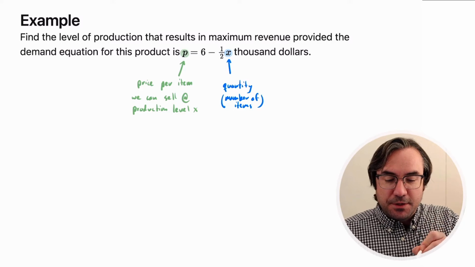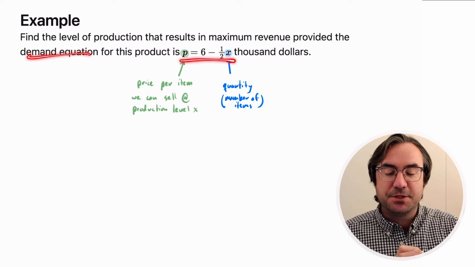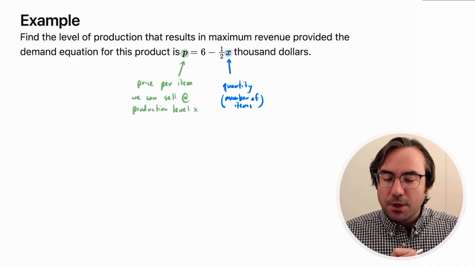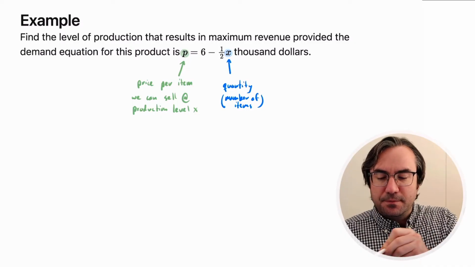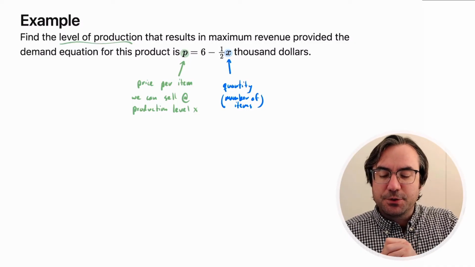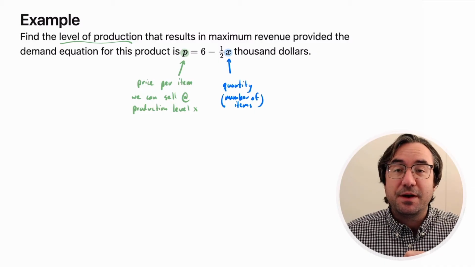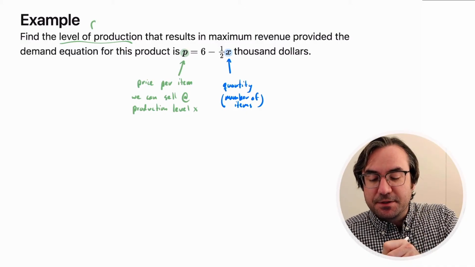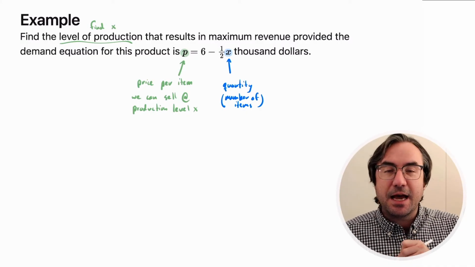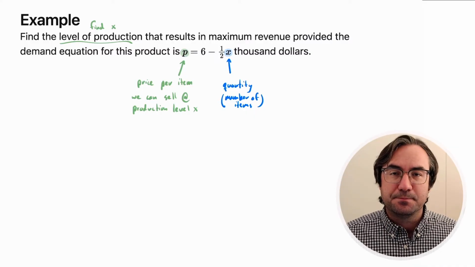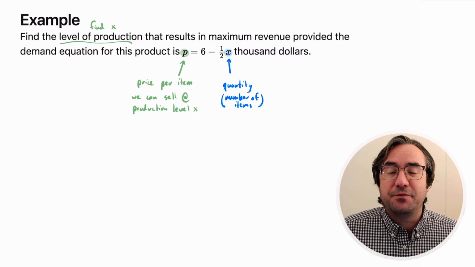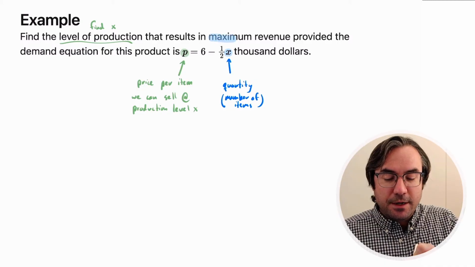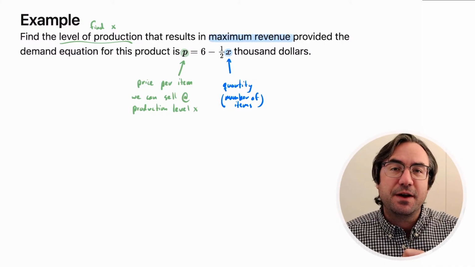All right, so that's our demand equation. This p equal to 6 minus 1/2 x. And let's keep in mind that there are units here. So what do we want to do? Well, let's read through it again. First thing we want to do is we want to find this production level. We want to find the level of production. So what does that mean? Really, that's telling us to find X. X represents the quantity. So to answer the question, ultimately, we want to figure out the X value. And the key phrase here is we want to find the maximum revenue.